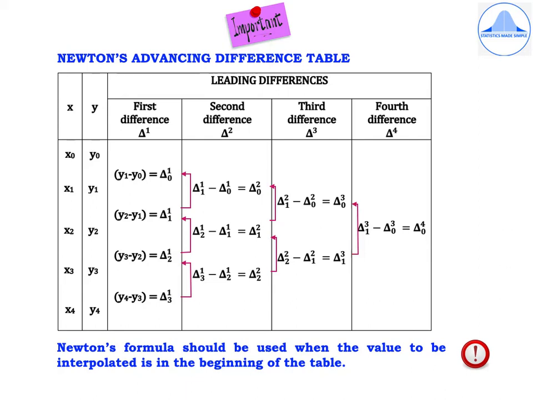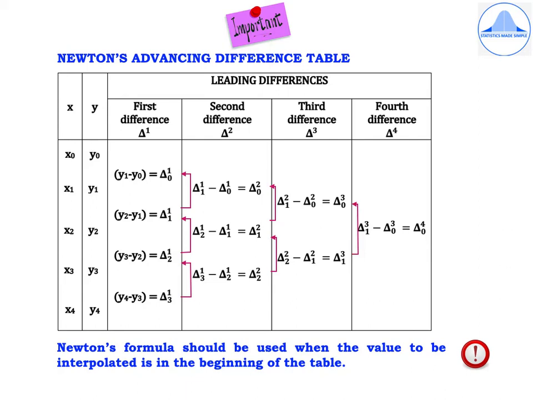Now we'll calculate the second difference, which is denoted by delta square. And how do we find out the second differences? If you observe, it is nothing but delta 1 to the power 1 minus delta naught to the power 1, which gives us delta naught square. Then delta 2 to the power 1 minus delta 1 to the power 1 gives us delta 1 square. And similarly, delta 3 to the power 1 minus delta 2 to the power 1 will give us delta 2 square.